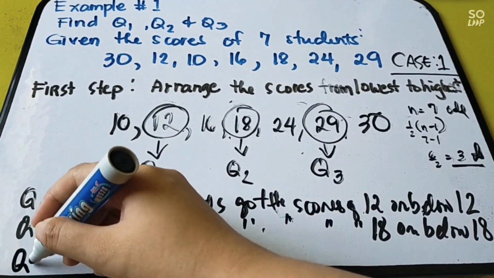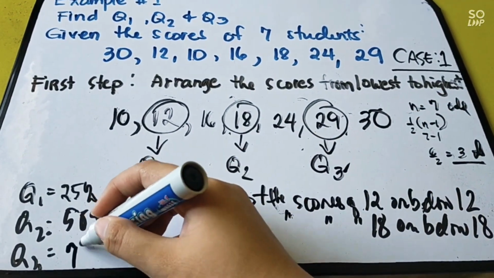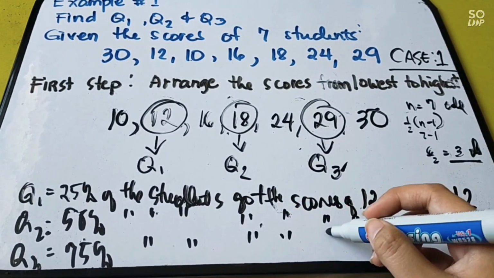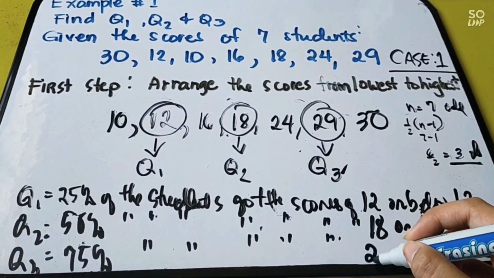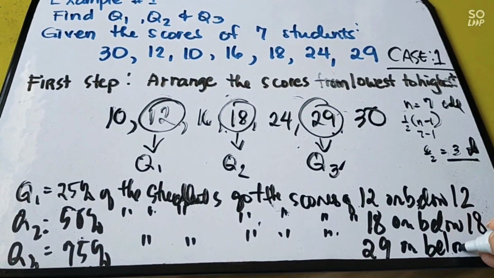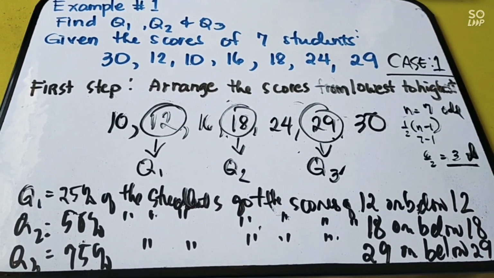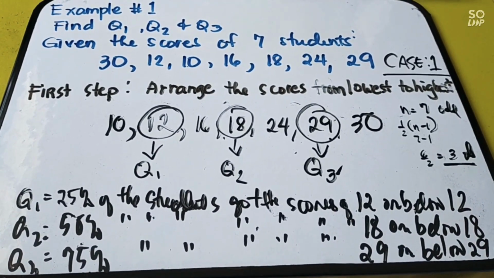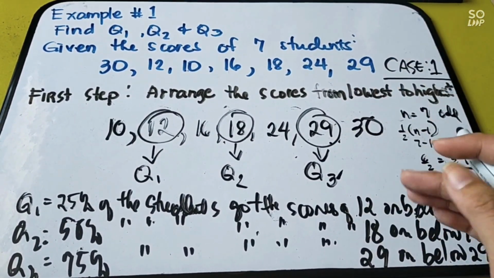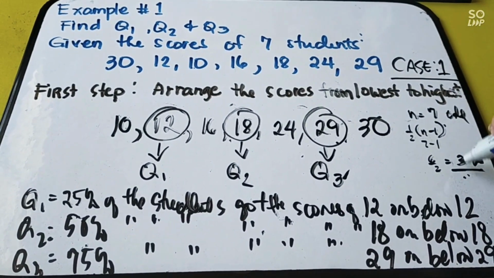For quartile 3, meaning we have here 75% of the students got the scores of 29. Ayun, 29. Or below 29. Okay? So, that is how will you find the easiest way in finding the first quartile, second quartile, and third quartile if you are in the case 1. Odd siya parehas. Is it clear?